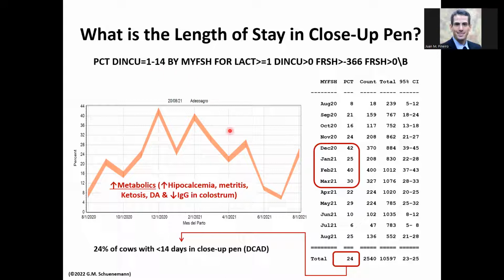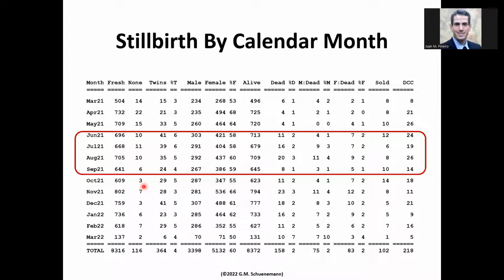Right, and in this particular farm, you can see from December to March it's a significant increase. Overall, 20%, 24% of the cows stay less than 14 days in the anionic diet. And no matter what, you're going to see more metabolic problems. But this is nothing associated with how we manage the bulls, right?